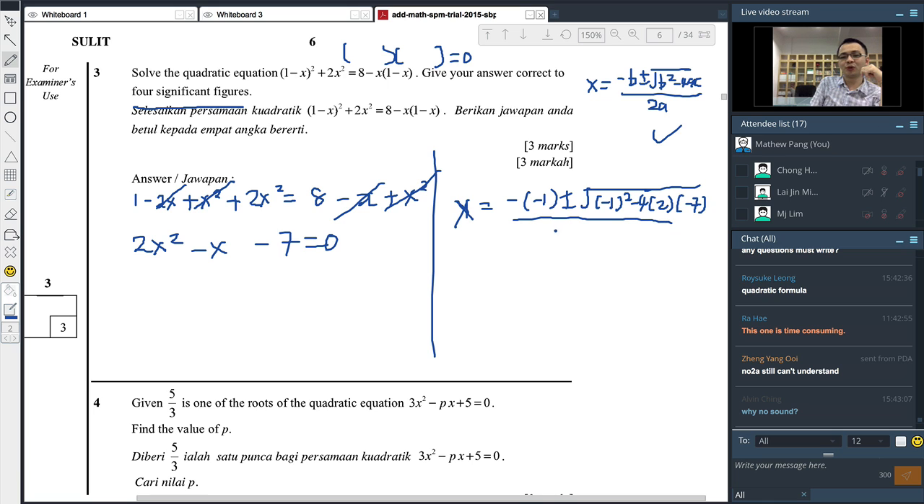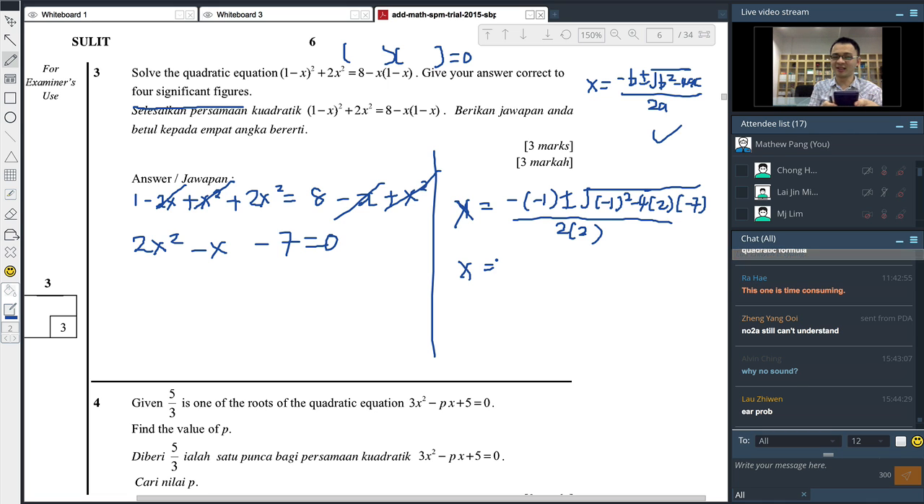divided by 2a, 2. Then after this, normally I will straight away use the calculator, do the EQN thing. You don't need to do it step by step, because for a 3 mark question, step by step is too much. 2, negative 1, negative 7. So you get 2 answers, and remember correct to 4 significant figures. This is 2.137, and then the second answer, x, will equal negative 1.637.